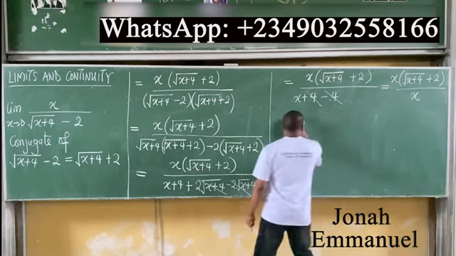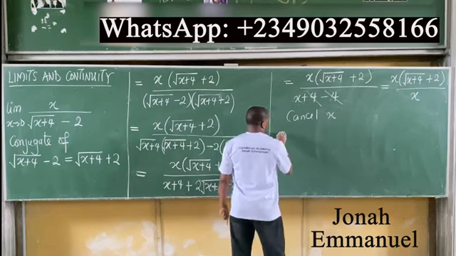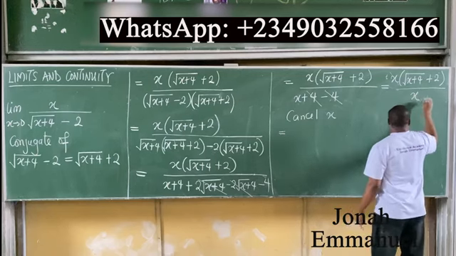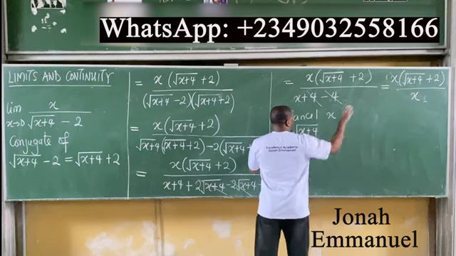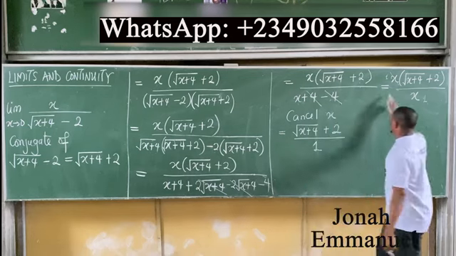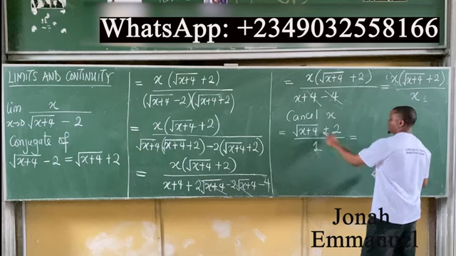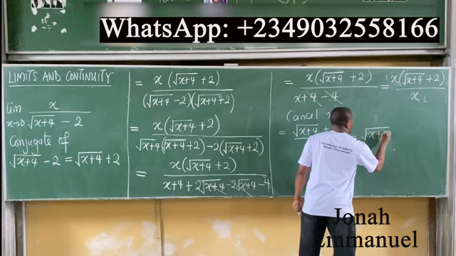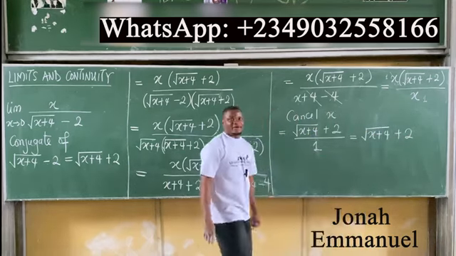If I cancel x, x here is 1, x here is 1. So what do you have there? Root x plus 4 plus 2 all over 1. Okay, this x cancels this x here, so it's 1. Anything all over 1 gives you what there? That same thing. So I'm having this as root x plus 4 plus 2. At this point, I am done simplifying.